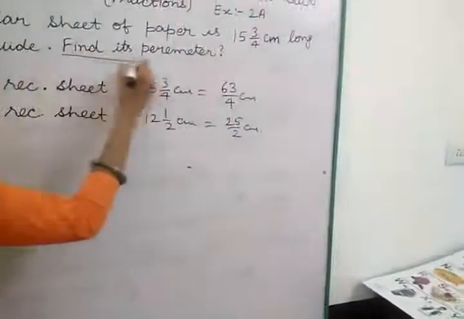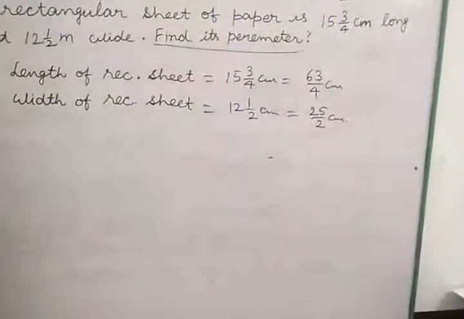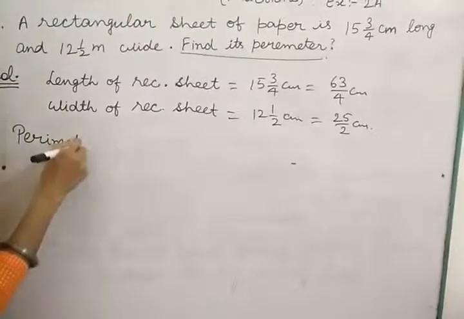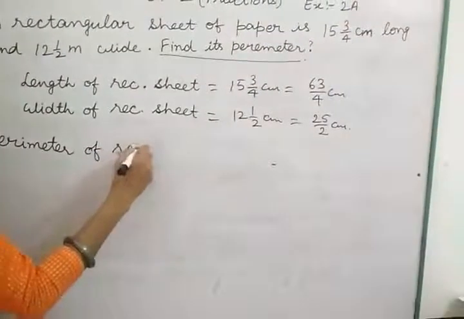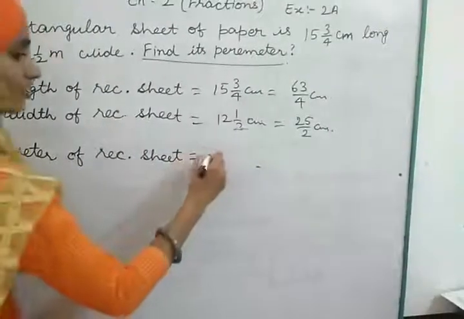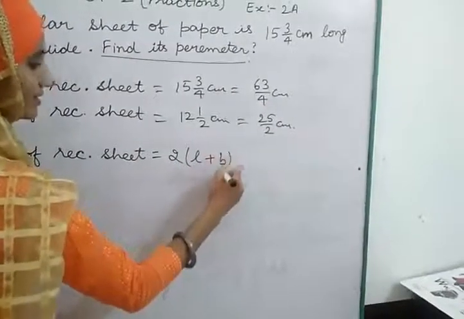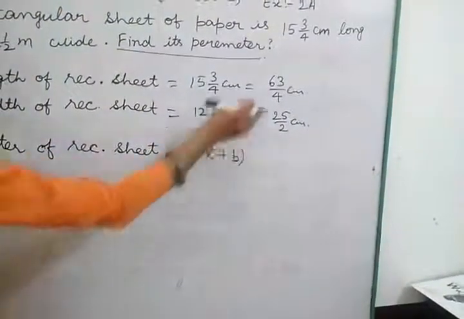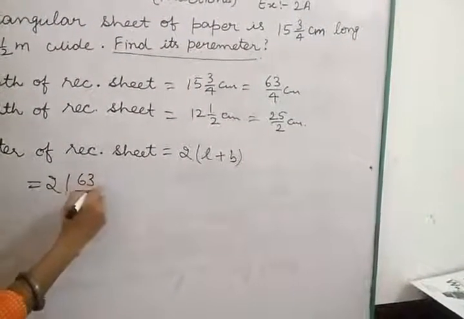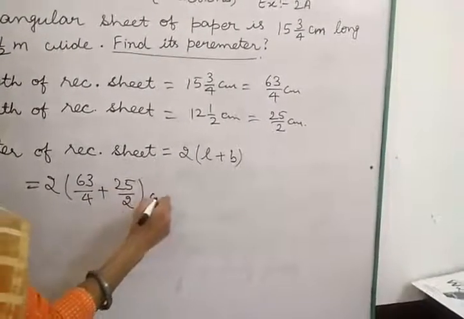We have to find out its perimeter. To find the perimeter, we have to take the perimeter of a rectangle. So perimeter of rectangular sheet is equal to 2 into (length plus breadth). Now put the values of length and breadth in this formula: 2 into (length 63/4 plus breadth 25/2) centimeter.